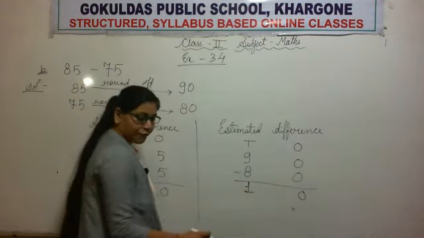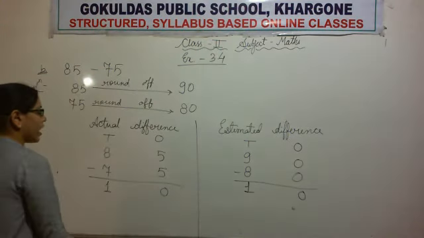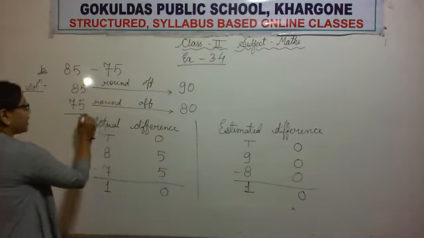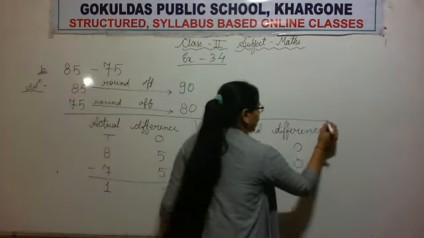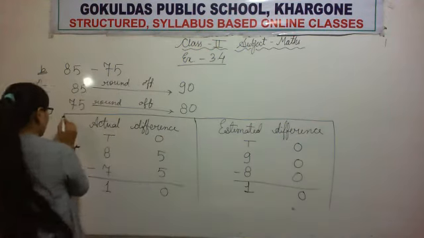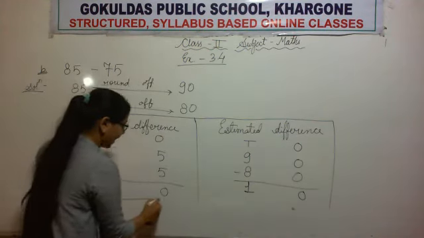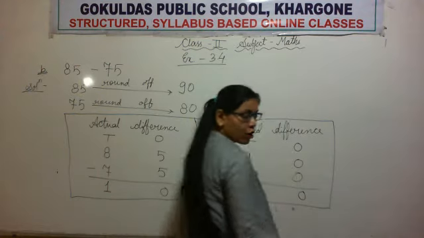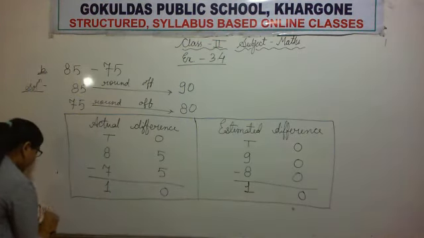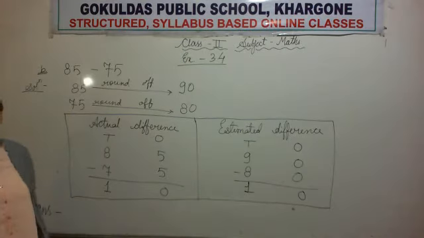So now we had found out actual and estimated both the differences. Now while making these lines, we remember to make them with the scale or ruler. Okay students, now we had found out actual and estimated difference. We had solved the whole question. Now it's time to write the answer.